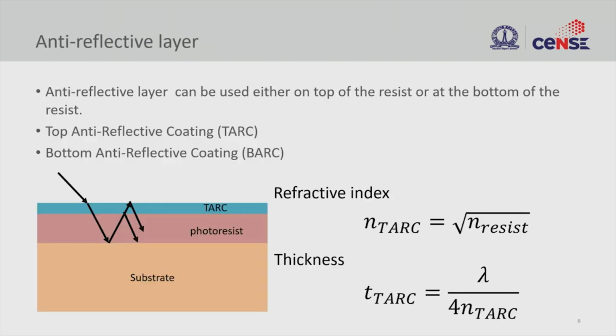And how do we choose this anti-reflective layer, right? I mentioned that this layer could be polymer, right. So, it should be polymer, and we should be able to coat this layer, right, using spin coater.